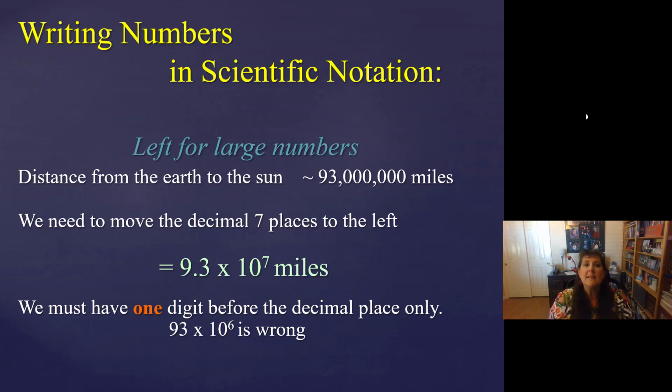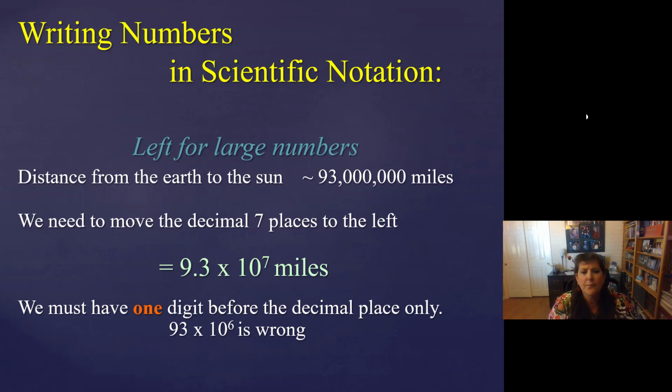Why there? Well, in scientific notation, you have to have 1 digit, then the decimal point. 1 digit, then a decimal point. So we have to put that decimal point after the 9. So 9.3 times 10 to the 7th. The 7th is because we moved it 7 places to the left.